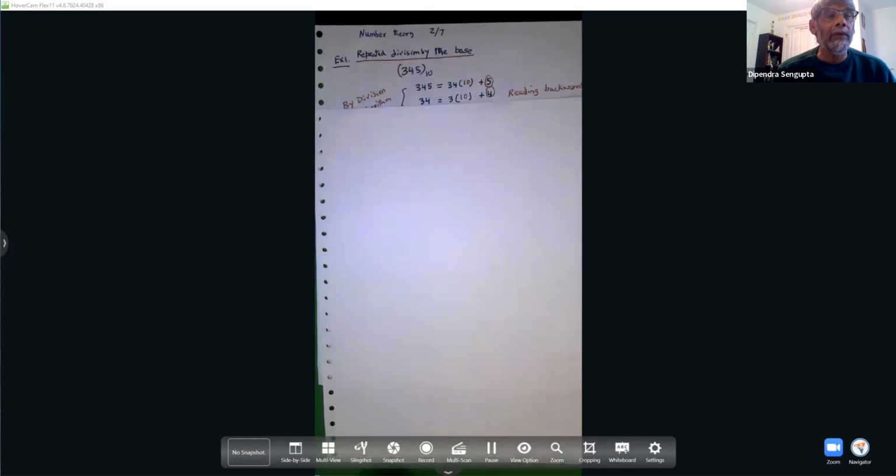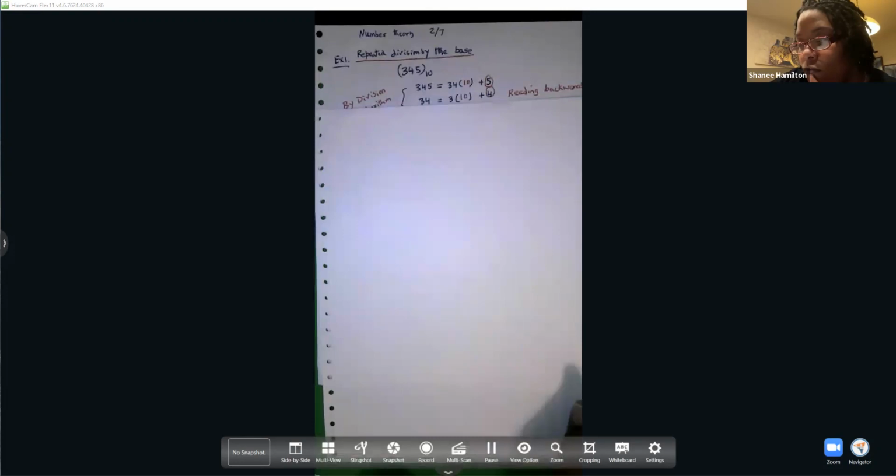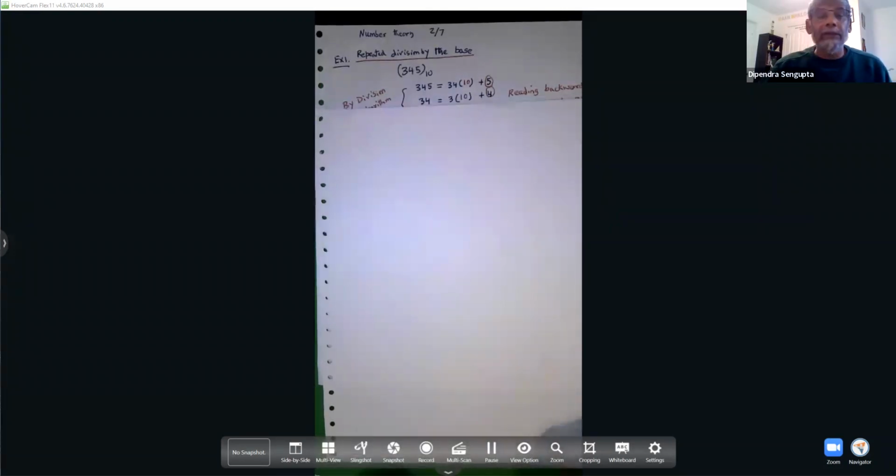So I divide by 10, and now the quotient is 34. What I do next is divide the quotient by 10. So this is what I mean by repeated division by the base. Take the quotient, divide by 10. How many times does 10 go into 34? 3. And the remainder is? 4. And then what do I do next?